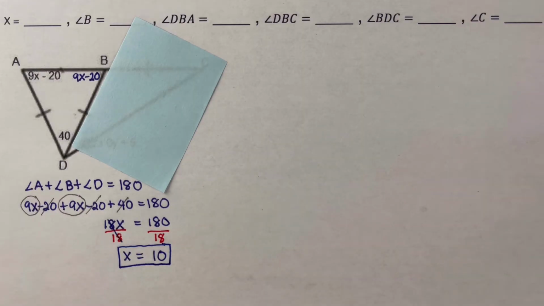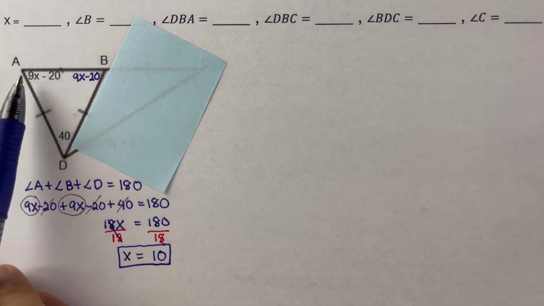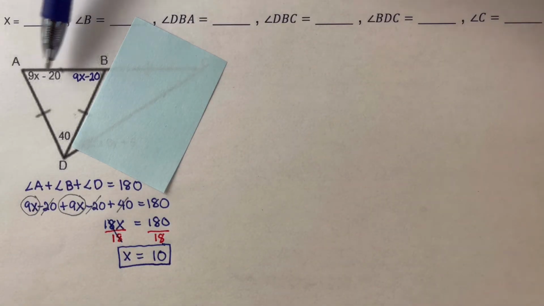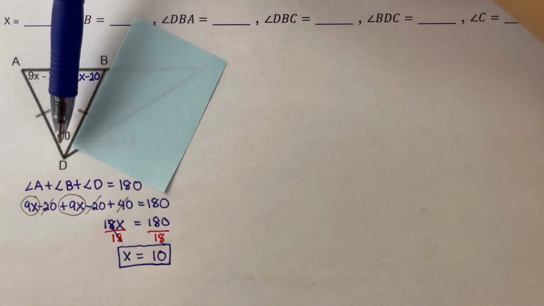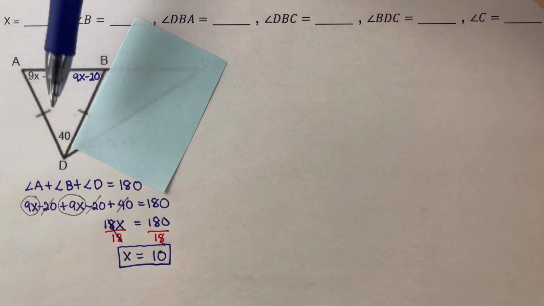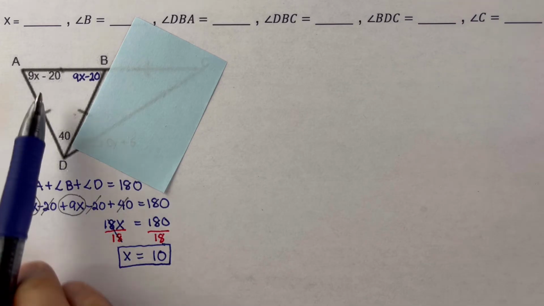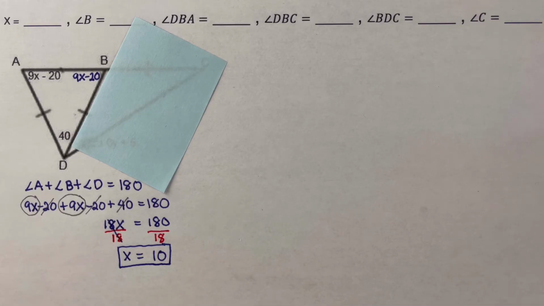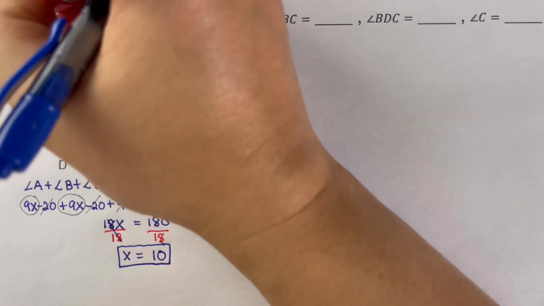Okay, after doing all the math, our x is 10. What I did was add angle A, because remember, the sum of all the measures of the angles inside a triangle should always be 180 degrees. So I added the measures of angle A, angle B, plus angle D, this corner right here. They're all equal to 180. So I just plugged it in, 9x minus 20, 9x minus 20, and we have a 40, and that is equal to 180. We did all the math, and x is equal to 10. So we can go ahead and fill this in. Our x here is 10.